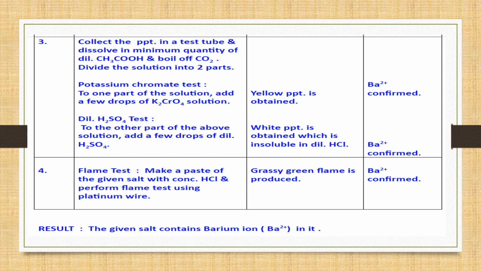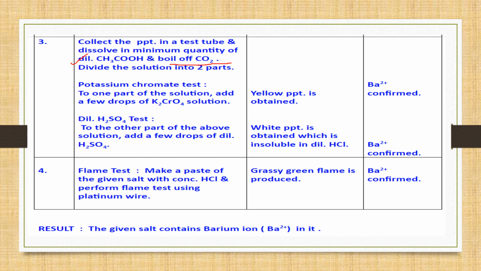So here are the confirmatory tests. We will collect the white precipitate that we obtained in the previous step in a test tube and dissolve it in minimum quantity of dilute acetic acid and then heat it so that you boil off any extra CO2 because it may interfere with the test. Divide the solution into two parts.